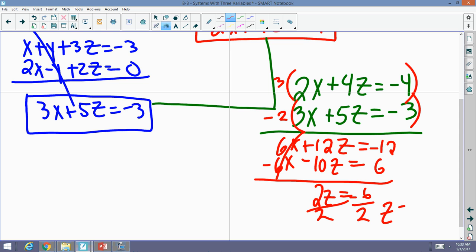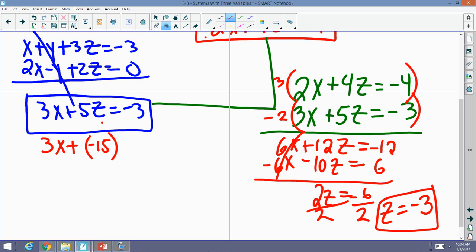Z equals negative 3. Now that I have z is equal to negative 3, guys, I could plug it into either one of these, right? Yeah, so to find x. So now I got plus negative 15, because 5 times negative 3 is negative 15. So I got 3x equals 12. X equals 4. Talk to me? We're good? So x is 4. Z is negative 3.